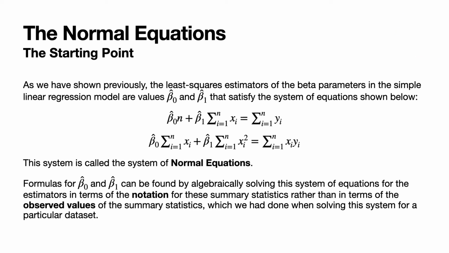As we have shown previously, the least squares estimators of the beta parameters in the simple linear regression model are values beta 0 hat and beta 1 hat that satisfy the system of equations shown below. This system is called the system of normal equations. Formulas for beta 0 hat and beta 1 hat can be found by algebraically solving this system of equations for the estimators in terms of the notation for these summary statistics rather than in terms of the observed values of the summary statistics, which we have done when solving this system for a particular data set.